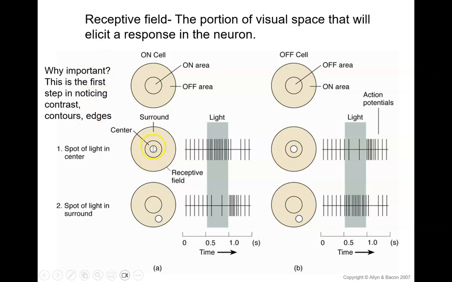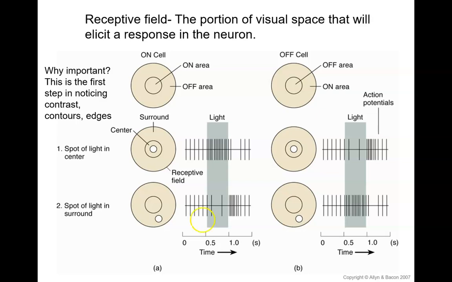So for example, here we're getting more light in the center than in the surround. As a result, we get a greater change. Here, we get more light in the surround than in the center, and again, we get a bigger change compared to rest. So the firing of ganglion cells is going to be greatest when the light is not even across the receptive field. As a result, these cells are going to be sensitive to contours and contrasts.